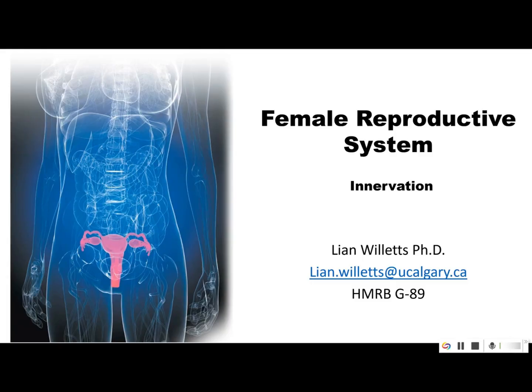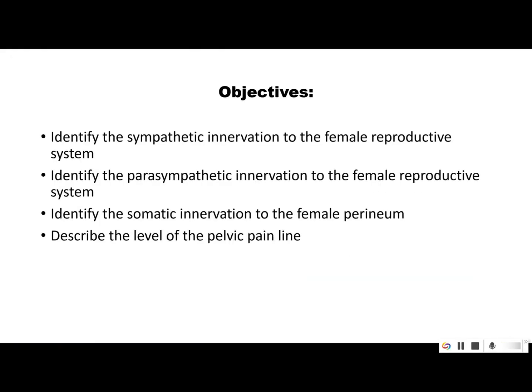Female reproductive system innervation. A competent student at the end of this podcast should be able to identify the sympathetic innervation to the female reproductive system, to identify the parasympathetic innervation to the female reproductive system, to identify the somatic innervation to the female perineum, and to describe the level of the pelvic pain line.